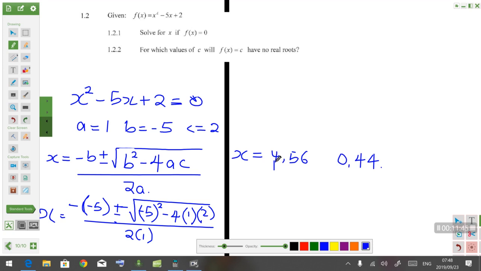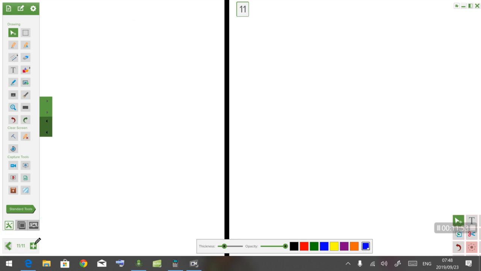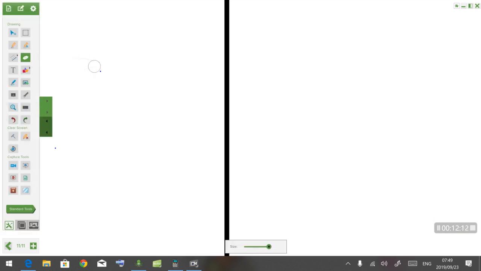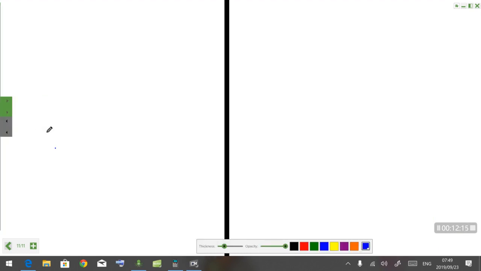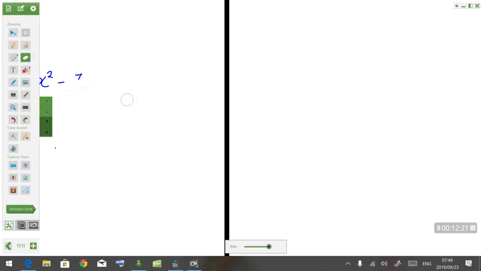All right, let's try to see the next question and sort it out very fast. For which values will this function have no real root? F of x equals c. Alright, f of x equals c. Remember my f of x is x squared minus 5x plus 2. So what do we have? We have x squared minus 5x plus 2 equals c. Okay, this looks like a child playing with the board. Just need to recalibrate, restart this board, but let's just manage through. Alright.